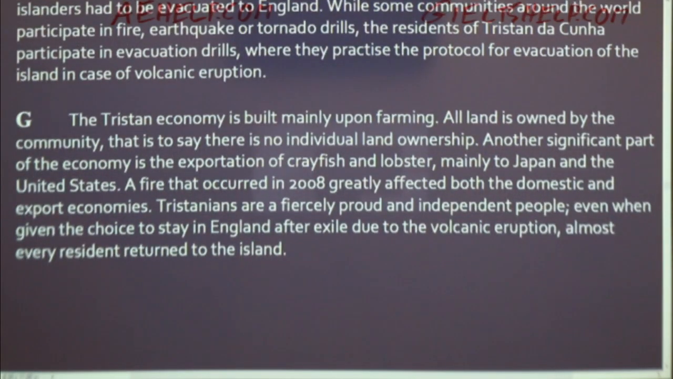The Tristan economy is built mainly upon farming. All land is owned by the community. That is to say, there's no individual land ownership. Another significant part of the economy is the exportation of crayfish and lobster, mainly to Japan and the United States. A fire that occurred in 2008 greatly affected both the domestic and export economies. Tristanians are a fiercely proud and independent people. Even when given the choice to stay in England after exile due to the volcanic eruption, almost every resident returned to the island.